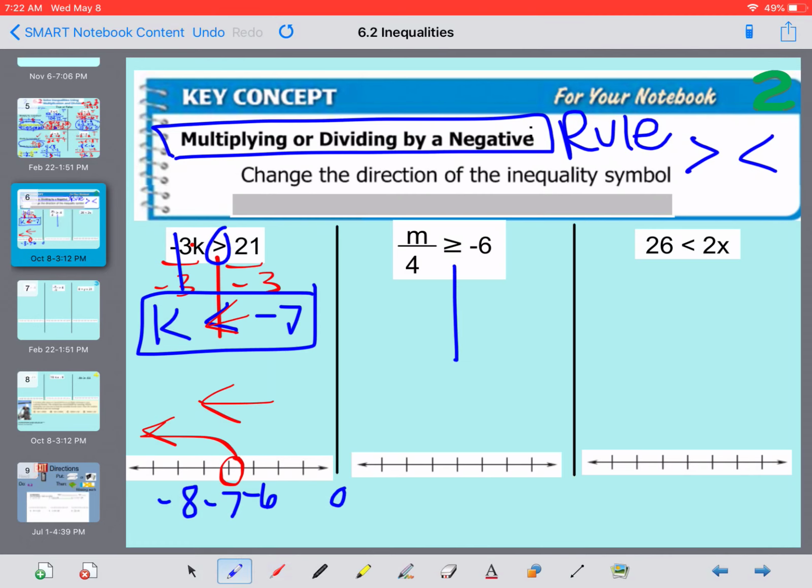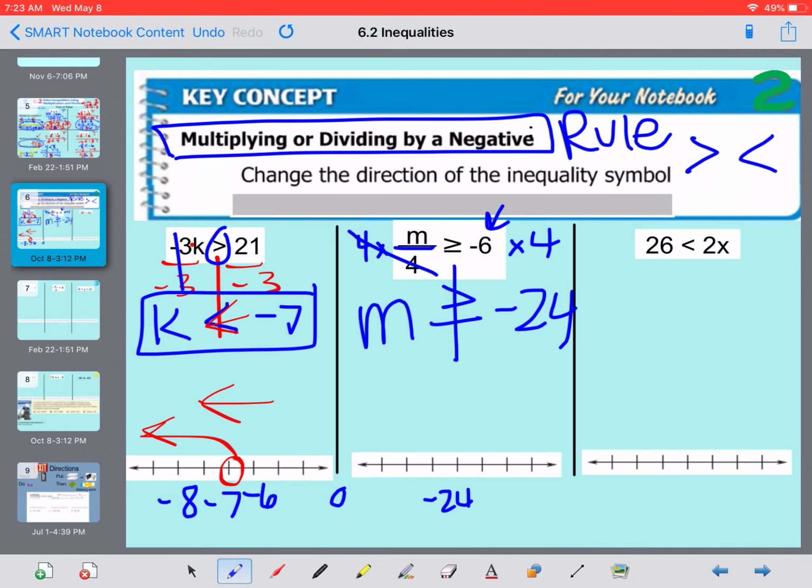This next one, we have m divided by 4 is greater than or equal to negative 6. To get rid of dividing by 4, we multiply by 4. We are multiplying by a positive number. The number we are choosing to multiply by, because it's on the bottom, is positive. So we keep the symbol the same. Even though this is negative, that has nothing to do with it. That number was already there. So we have m is greater than or equal to negative 24. So this one is a closed circle pointing to the right. Greater than would be towards the positive numbers.